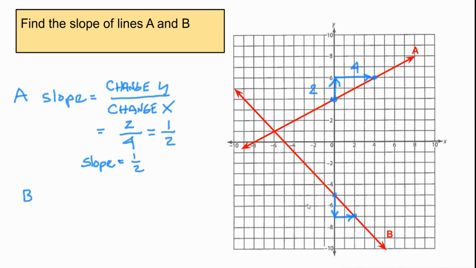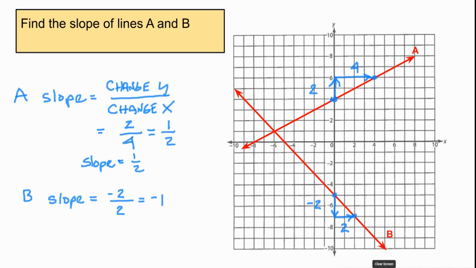So down means negative. So that would be -2 in this case, 2 units. We have to go 2 to the right. That's a +2. So now we set up our ratio for line B. Change in y, that's the up and the down, that's -2, over the change in x, +2. We simplify that. 2 over 2 is 1, but we have this negative sign, so that becomes -1 for our answer.